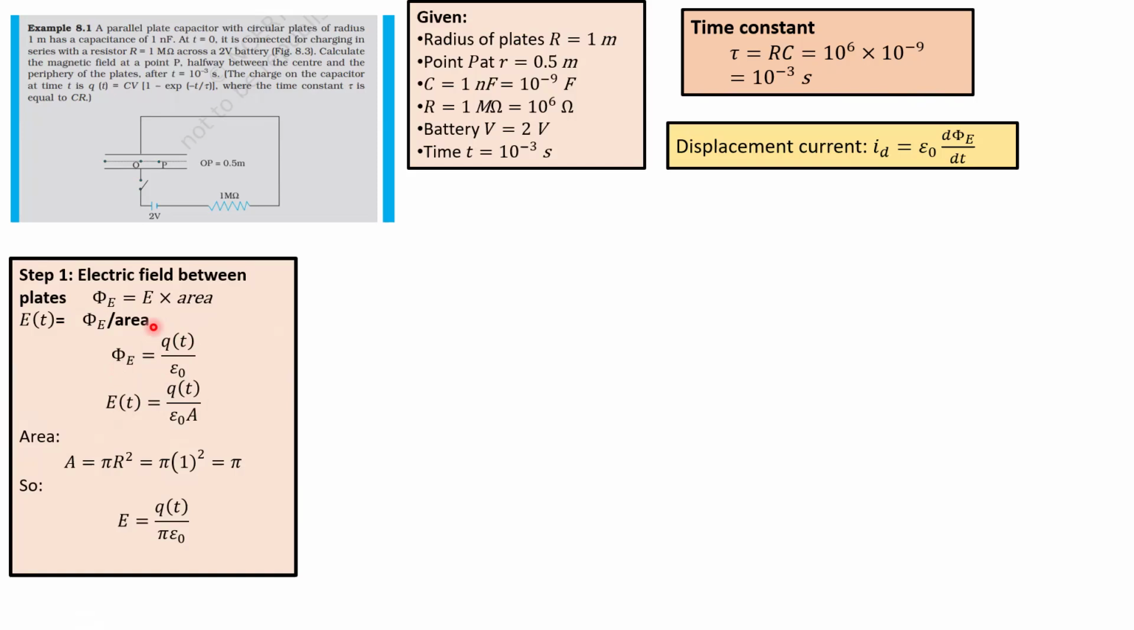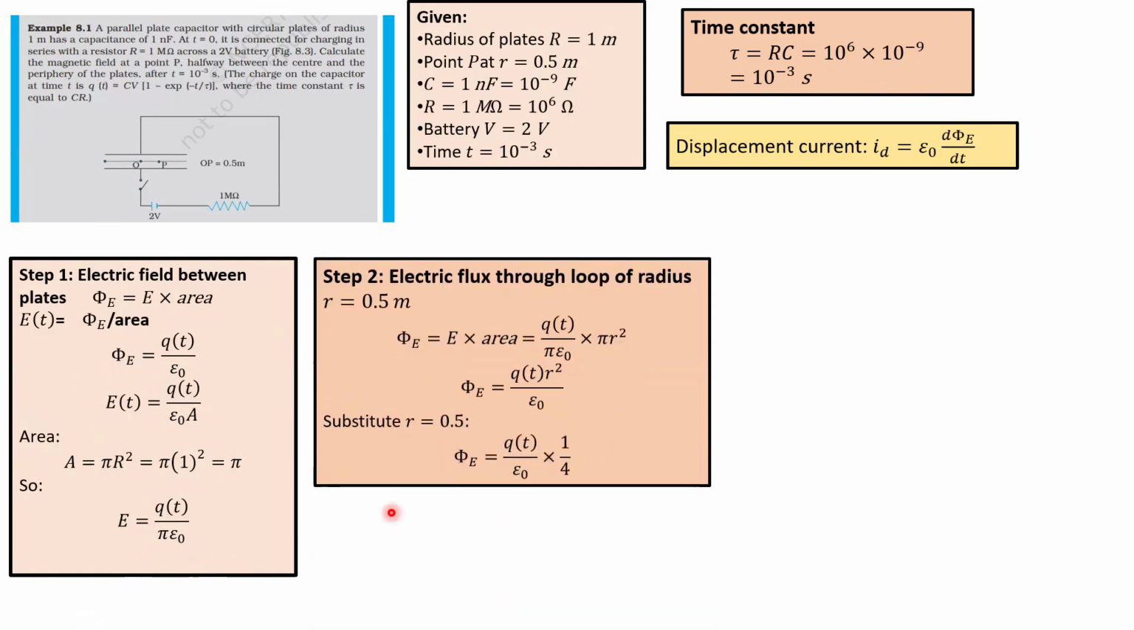So, electric field becomes flux divided by area. Flux is Q by epsilon naught divided by area. Area equal to pi r square. Initially, radius is 1 meter, so area becomes pi. So, electric field equals Q divided by pi epsilon naught.